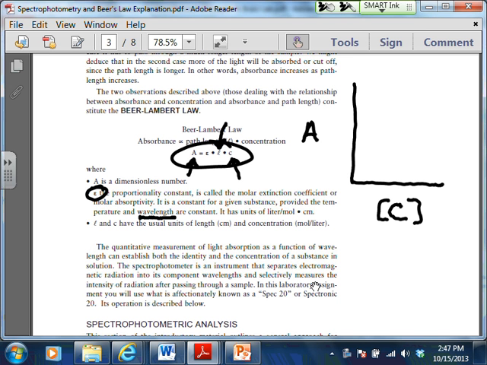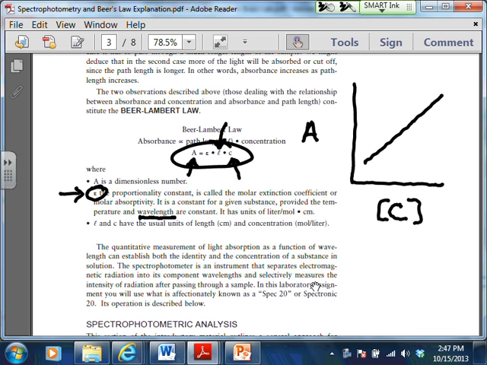Turns out, if you keep measuring at the same wavelength every time, then you're going to have that same proportionality constant, so this epsilon stays the same. If you keep the path length the same every time by using the same cuvettes with the same thickness, then your L is going to stay the same. So if you look at this equation, A and C are directly related to one another, which means that as the concentration increases, so should the absorbance.